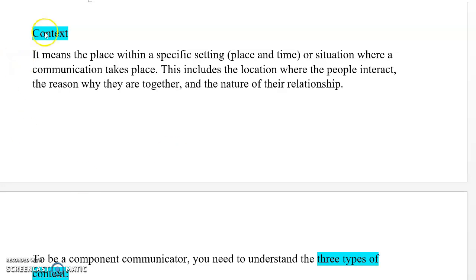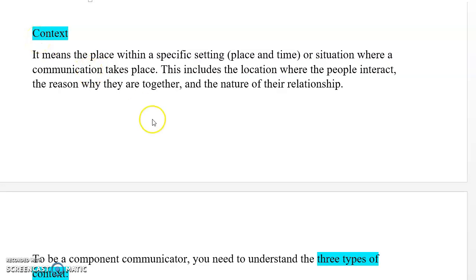So this is the meaning of context, the context of communication. So we have to think about how the communication takes place, in which setting. Once we think in this way, we mean by the context the location where people interact, the reason why they are together, and the nature of their relationship, if they are friends, if they are family members, and so on. As a summary, I'll tell you that the communication between people will be almost different based on context.